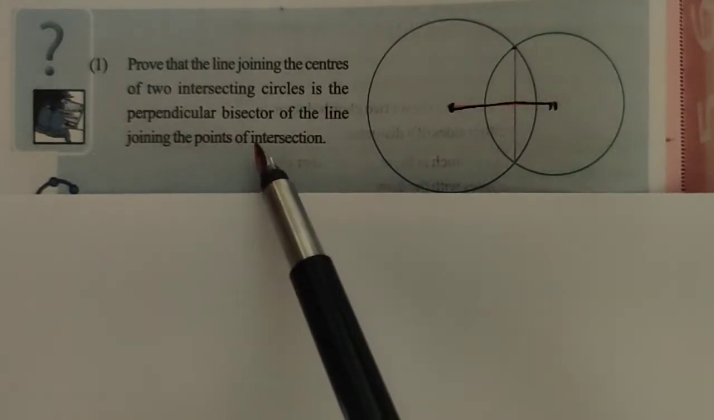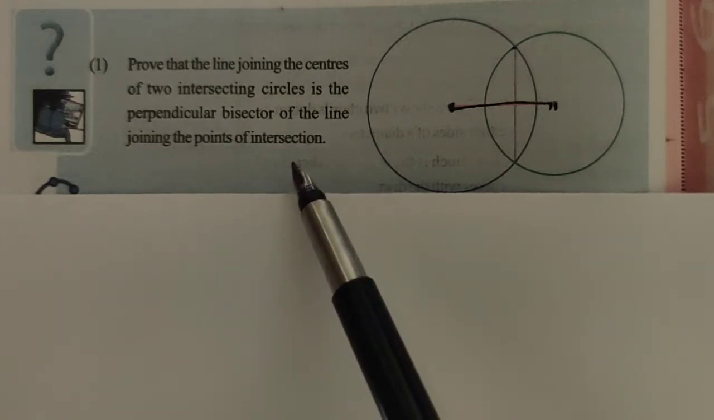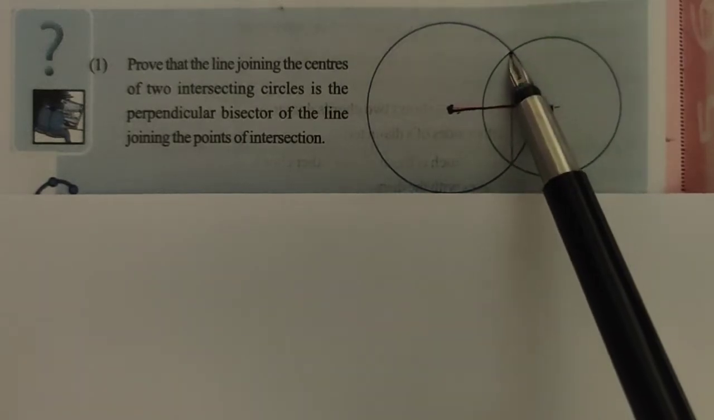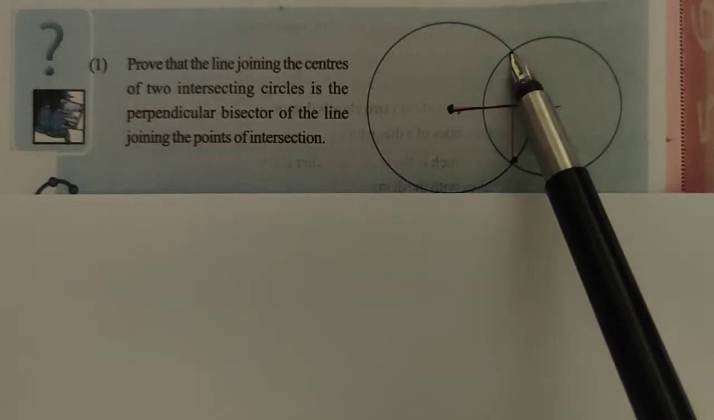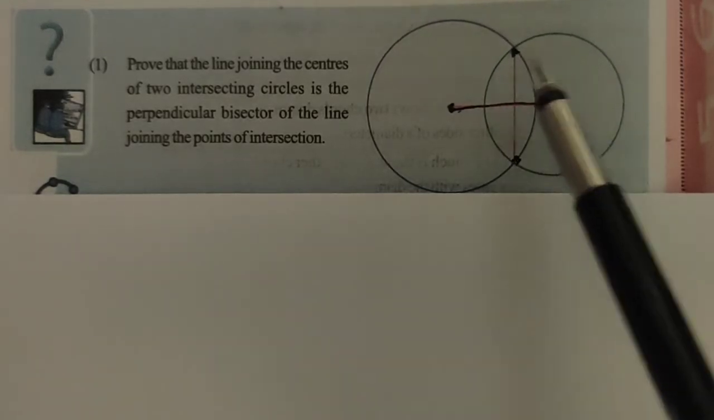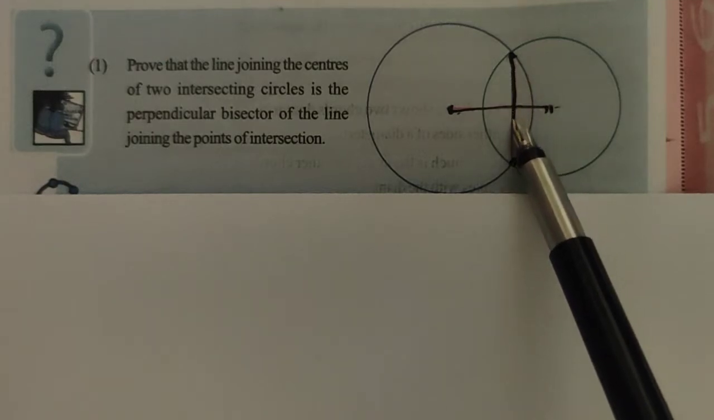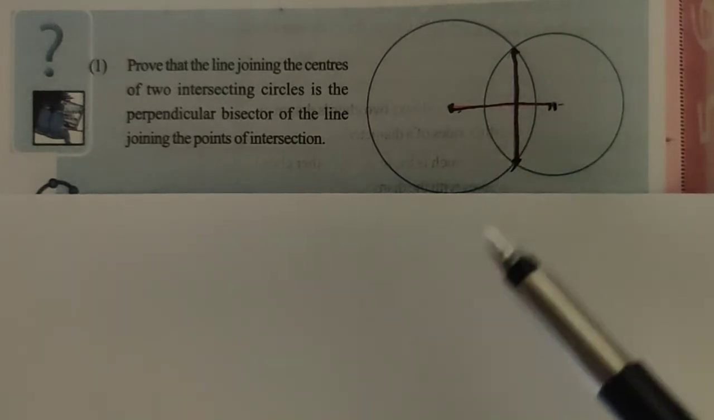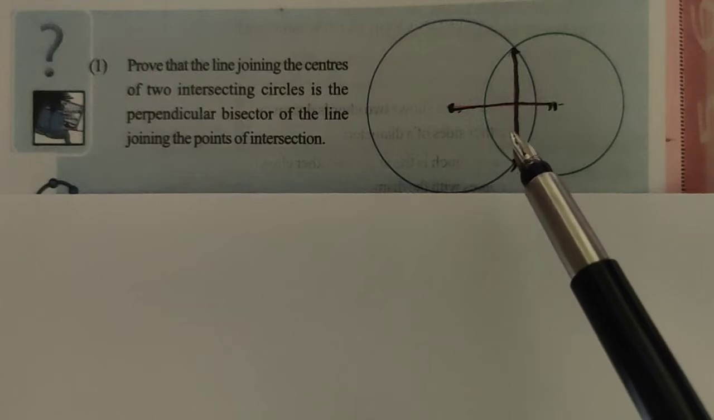It is the perpendicular bisector of the line joining the points of intersection. Points of intersection means these 2 points, and the line joining them is this second specified line. And we want to prove what? These 2 lines are perpendicular. Therefore, how do we prove that?